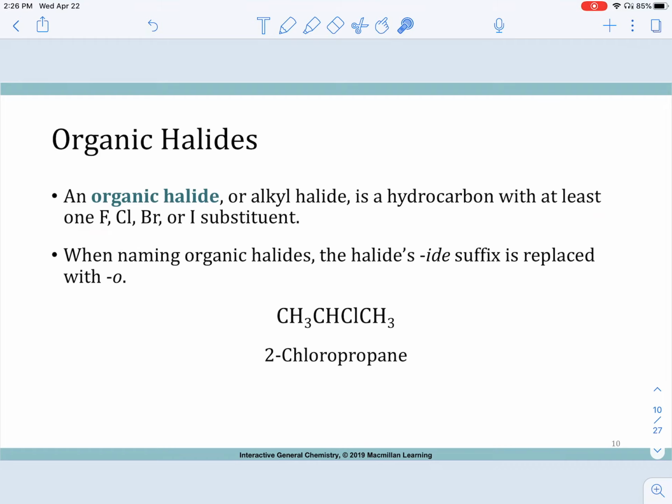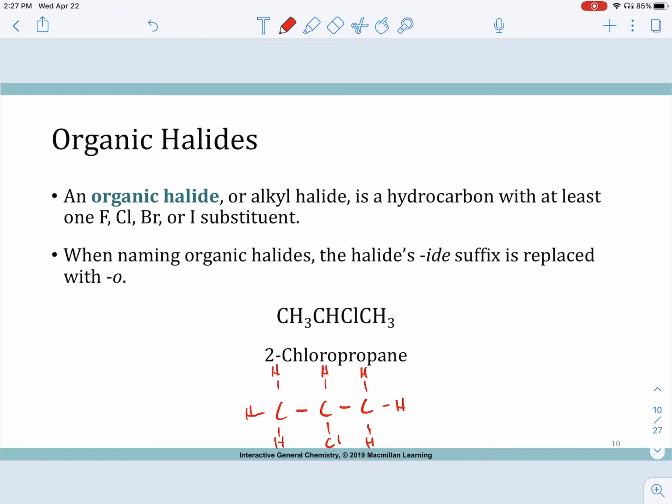So the naming is pretty simple. Again, you just need to look where it is in the compound. Now, if I draw this out a little bit better, so this is CH3, CH, Cl, CH3. I don't have to do this, but I like to draw these out just to get a better picture of them.